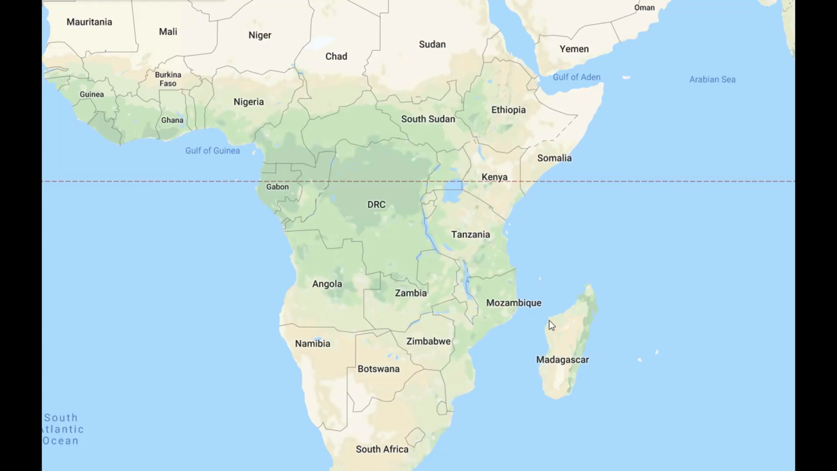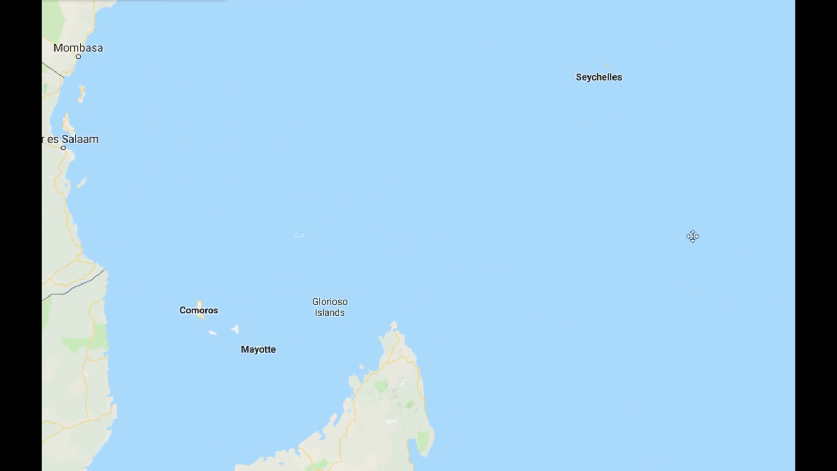Madagascar is away from Africa. It does not really share its border with any of the African countries. It doesn't really share any territorial border with any of the African countries, but it is still a part of the African continent. Similarly, Seychelles, right here.